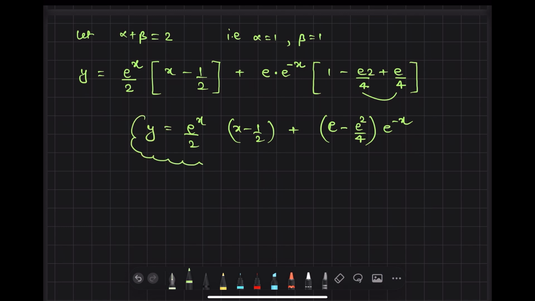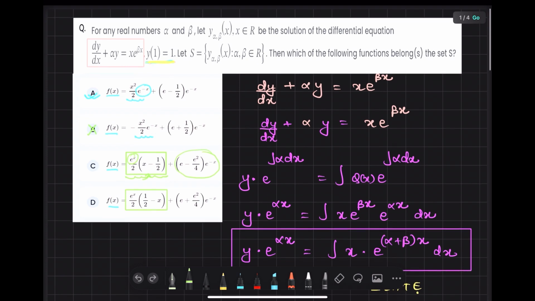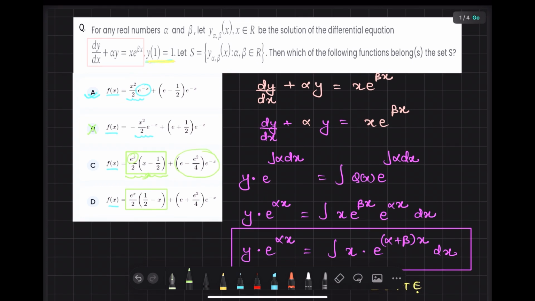I hope the idea is clear, and this type of question is required to practice. If you are preparing for Advanced, this is a must-do question. I hope you guys can handle similar situations.